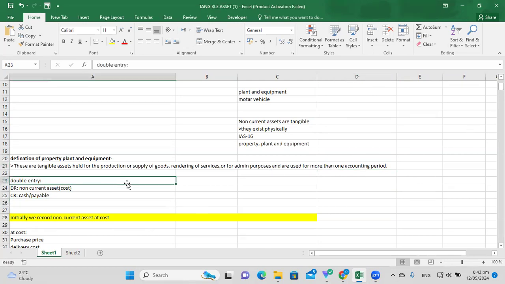Okay, so what is the double entry of a non-current asset? We have studied double entry in a lot of detail before. So what is the double entry when we buy a non-current asset? We will debit non-current asset, and we will credit cash or payable. If we buy the non-current asset on cash, then our credit will be cash. And if we buy the non-current asset on credit, then our credit should be payable.